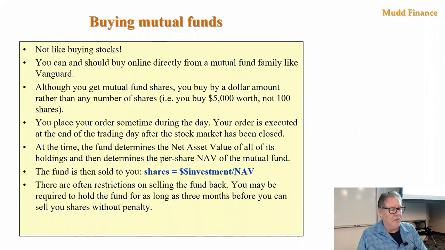And at that time, the fund determines the net asset value of its holdings and then determines the per-share net asset value of the mutual fund. And you are sold your shares based upon that NAV. And the number of shares you get, which will be some integer value with as many as four decimal places, like 106.3849 shares, will equal the dollar value of the investment divided by the NAV, which represents the closing values of all stocks in the mutual fund at the end of the day.